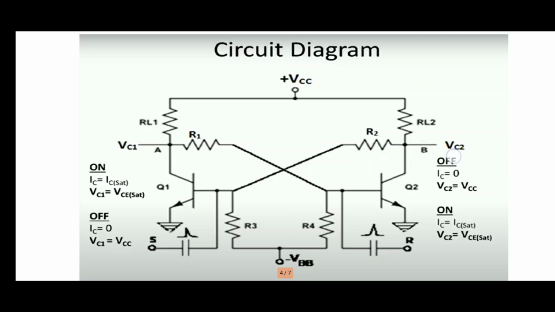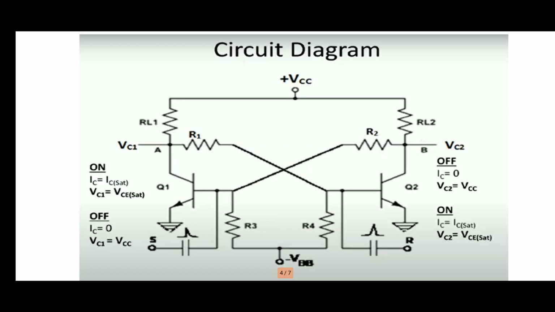Here VC2 has the minimum voltage, 0 volts, and that is given to the base of Q1, so that voltage is less than the cut-in voltage, and Q1 automatically gets turned off. If Q1 is off, the collector and emitter terminals of Q1 are open circuited, so there is no current in the collector terminal of Q1, so IC equals 0 and VC1 equals VCC.